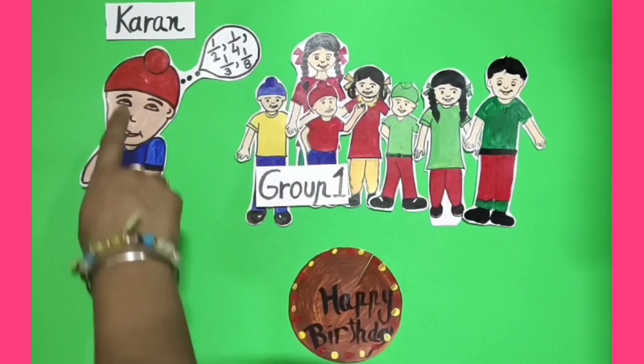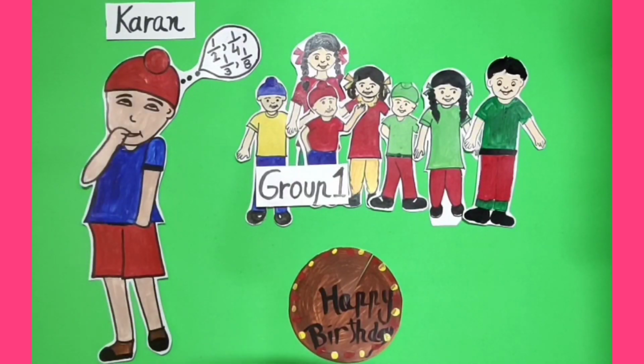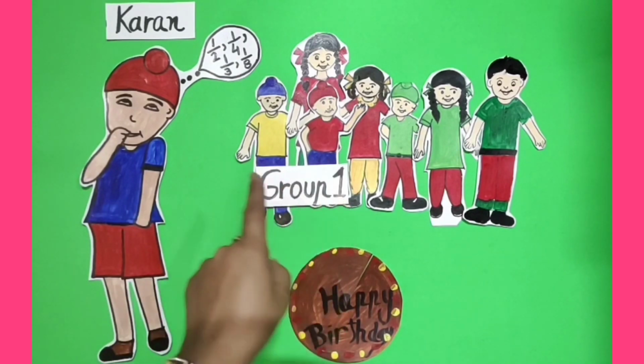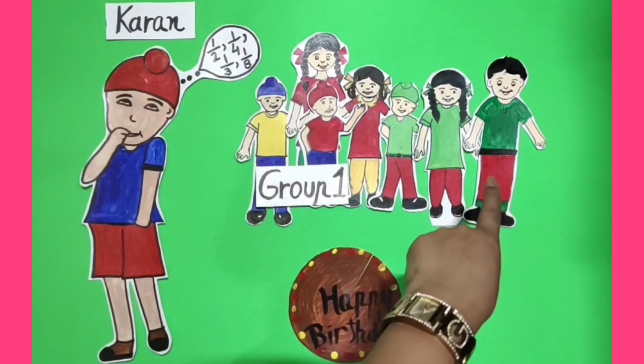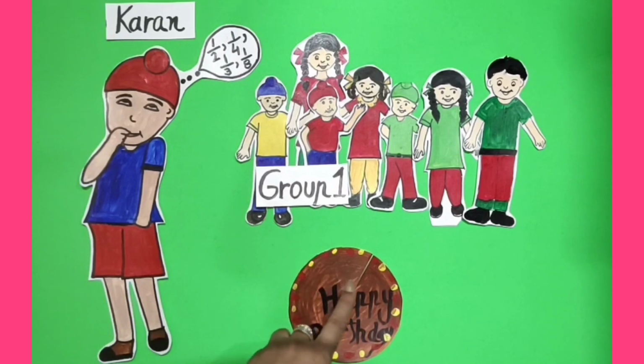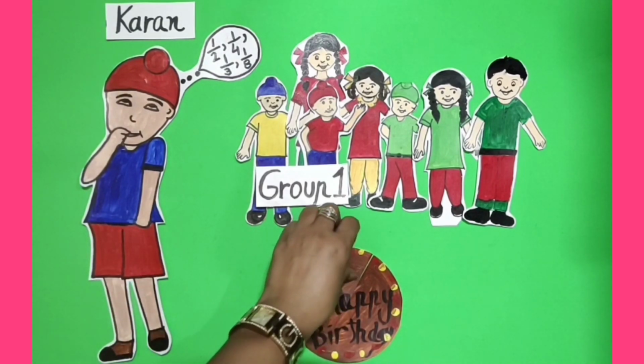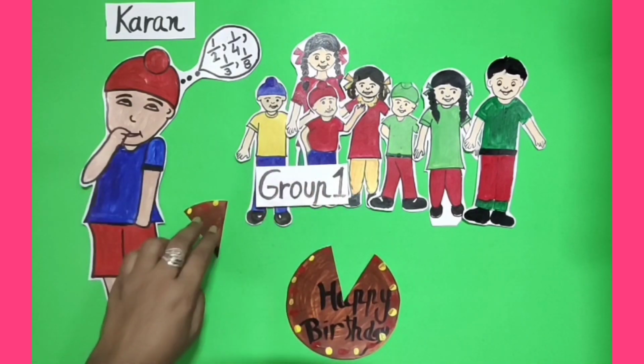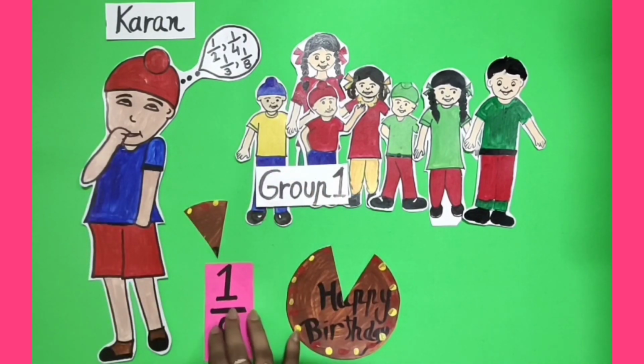Dear students, Karan thinks if he joins group number 1, there are already 7 children in the group, and including him, there will be 8 students in total. So the cake will be divided into 8 equal parts. So Karan will get 1/8 part of the cake.